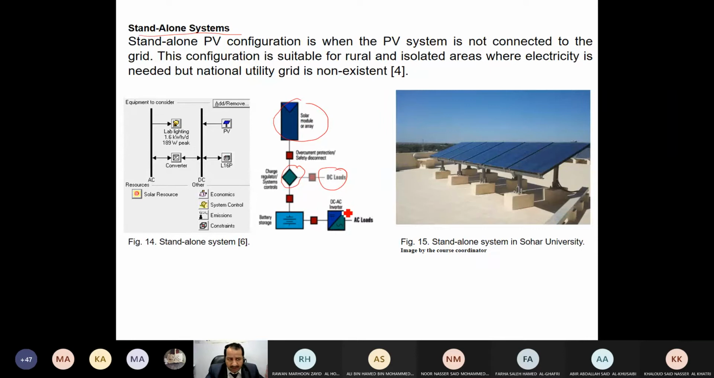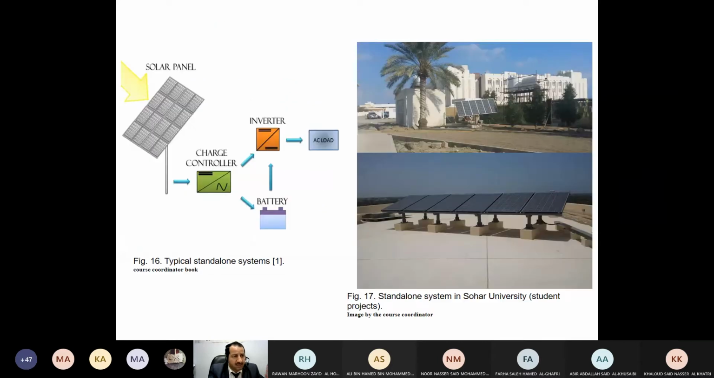But if I have an AC load, then I need to go for a battery and then an inverter to the AC load. This system is available at Sohar University on the roof of this building. There are other systems also available at Sohar University.